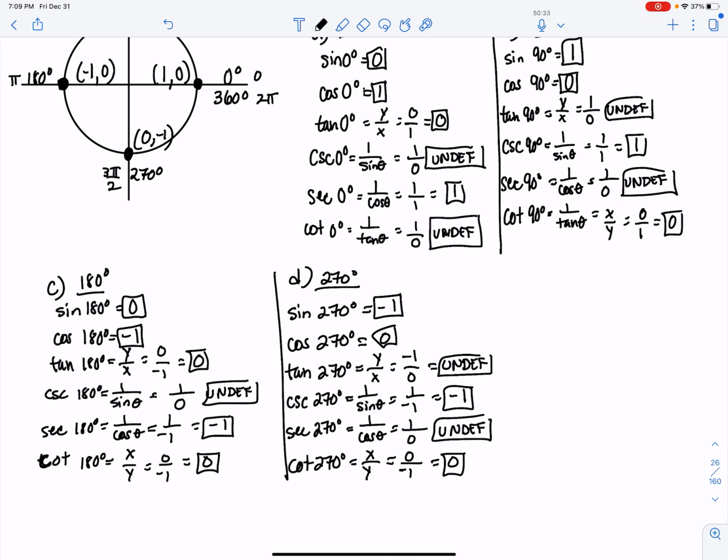So there you have it. When we look at these, you will notice that sine and cosine never are undefined, but tangent, cotangent, cosecant, and secant, depending on where you're at, could be undefined. So when we do the graphing of these, you're going to see that we get vertical asymptotes in some instances, well, actually in all the instances where they're undefined.